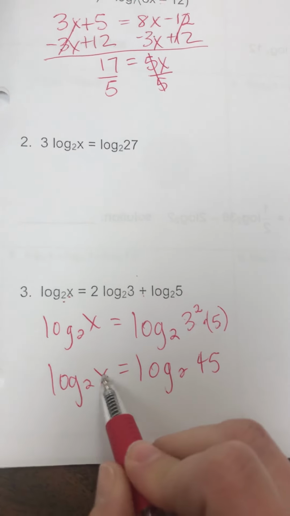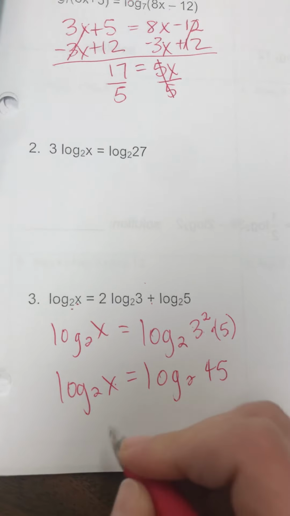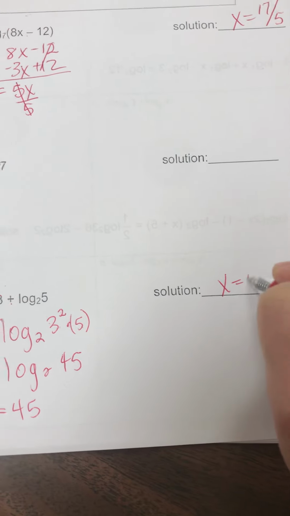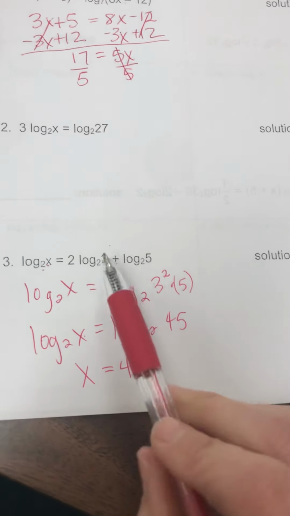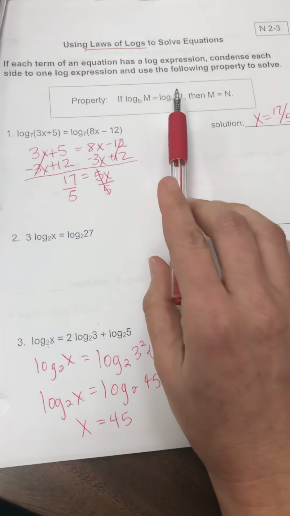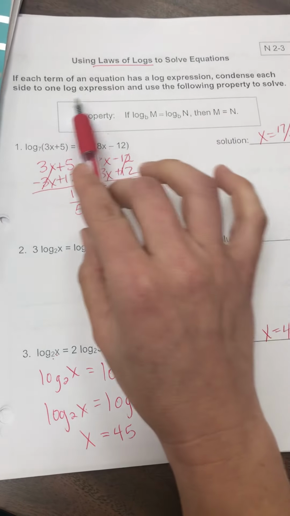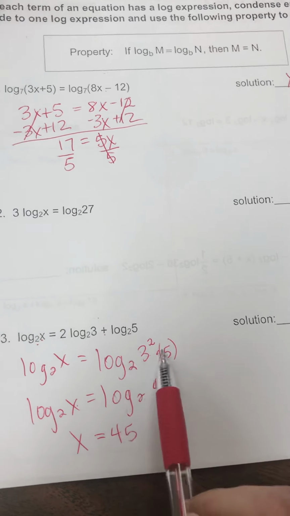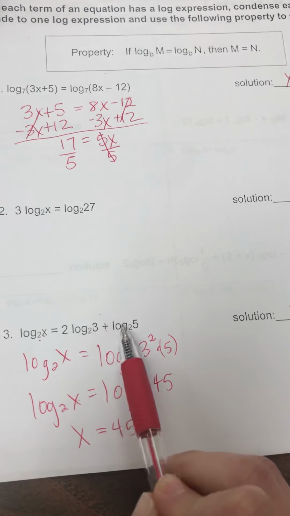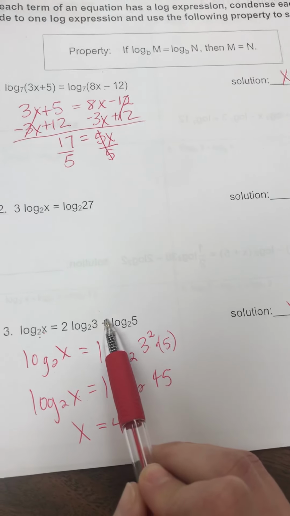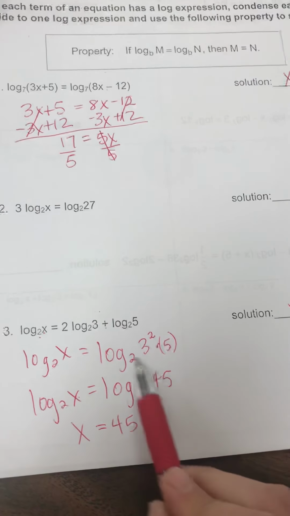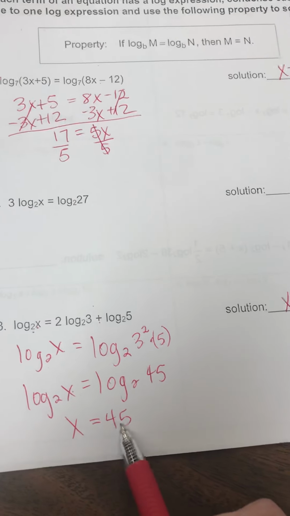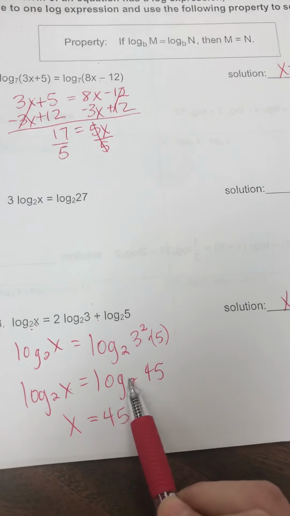So now we can set this is m, and this is n. So that's easy, right? So you have x is equal to 45. So that's your solution. Didn't even have to do any work. So if you saw up here, that's what it's telling you, is you have to condense each side to one log expression. So here you had 2 log expressions on this side, so we had to condense them to 1, using what we learned in 2-1, and then setting m and n equal to each other, which is x is equal to 45, because they're both log base 2.